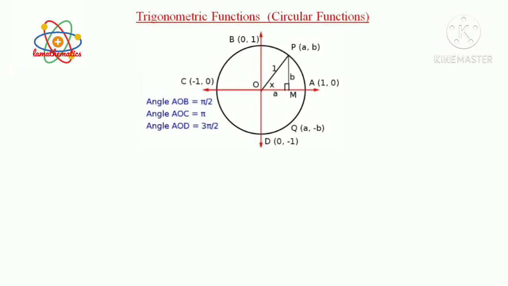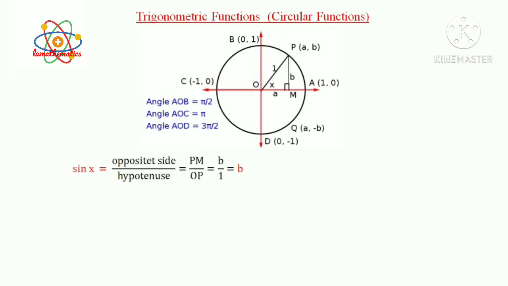Draw line PM perpendicular to the x-axis so that there is a right angle triangle POM, right angled at capital M. Also, from the figure, OM equal to a, PM equal to b, OP equal to 1, that is the radius of the circle. Here, OM is the adjacent side, PM is the opposite side, and OP is the hypotenuse of the right angle triangle.